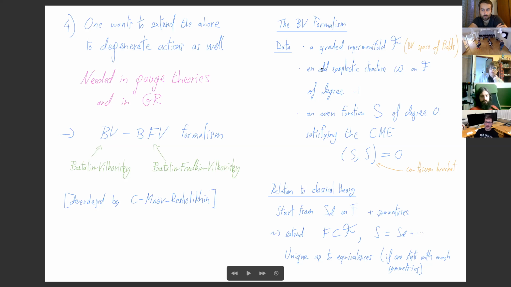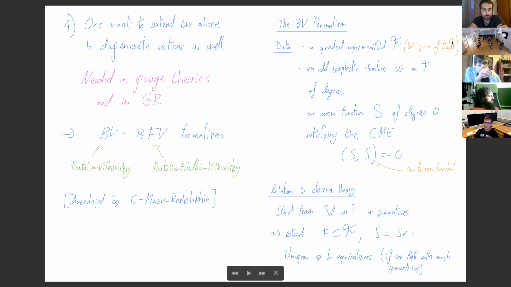Okay, so here the data are then an odd symplectic structure of degree -1 and an even function of degree 0, which satisfies the so-called classical master equation, where this round bracket is just the Poisson bracket induced by this symplectic structure. Okay, so here I'll make a pause. If the manifold is finite dimensional, of course, the symplectic structure gives you some Poisson bracket.